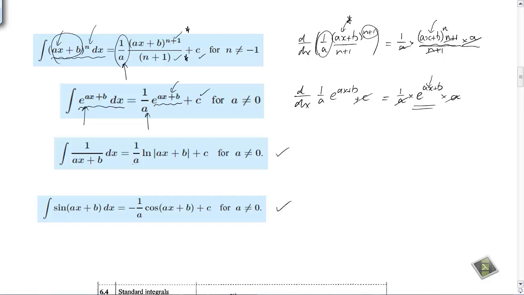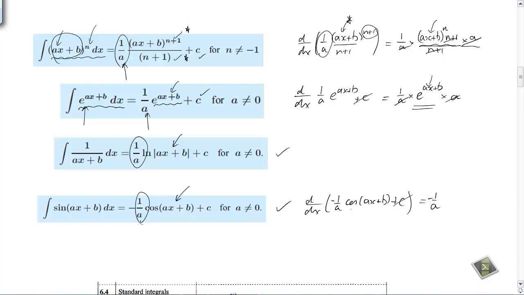This division by a here is reversal of the composite function derivative rule, where we would times by the derivative of that function in there. Okay, so just remembering, we better do this one down here. d by dx of negative 1 on a cos(ax + b) plus c. Okay, derivative of a constant is 0, and we'll put the negative 1 on a out front.